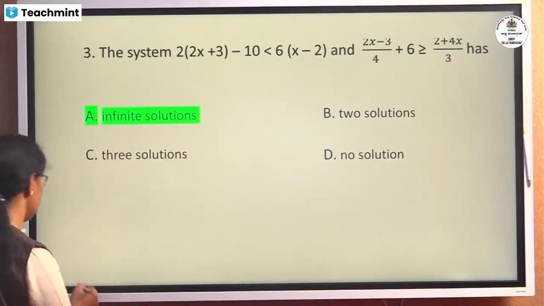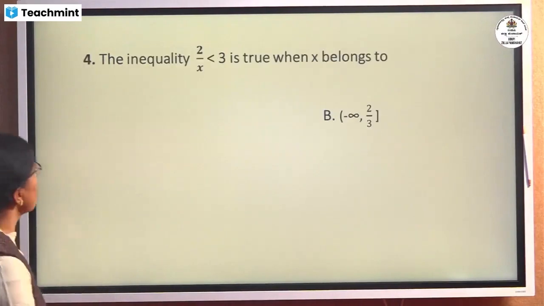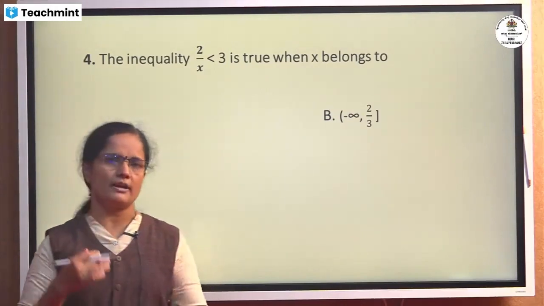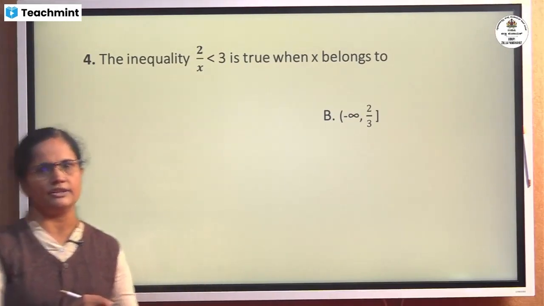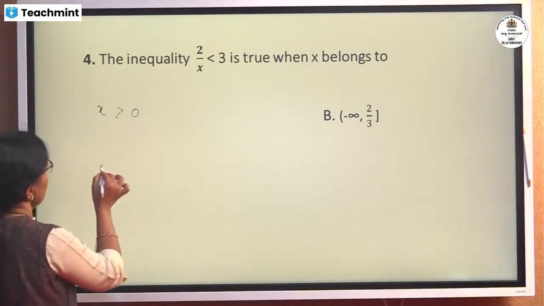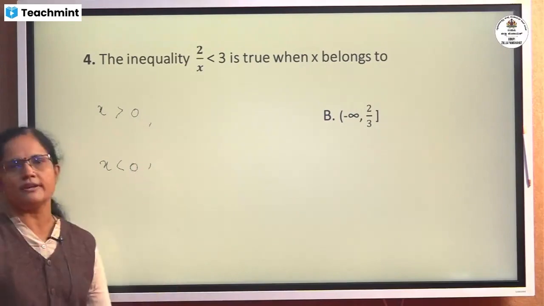You have to decide the infinite solution. How many solutions are there? That's all. So let me go for the next inequality, that is 2 divided by x is lesser than 3. So here there are two options. X may be greater than 0 or x may be lesser than 0. These are the two conditions that you have to decide.